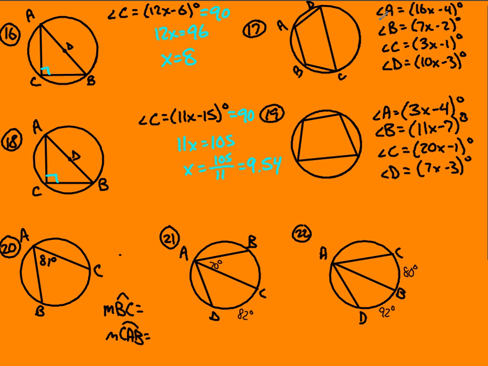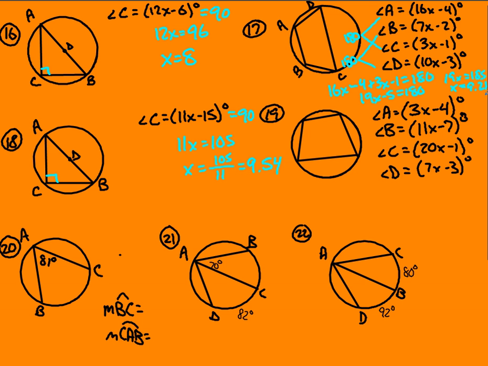Now, for 17 and 19, a little bit trickier. All you need to do is either set A and C equal to 180, or set B and D equal to 180. The opposite angles equal to 180. So add them up. I'll do A and C as an example. 16x minus 4 plus 3x minus 1 equals 180. That means I have 19x minus 5 equals 180. So 19x equals 185, which means x equals, in this case, 9.21.